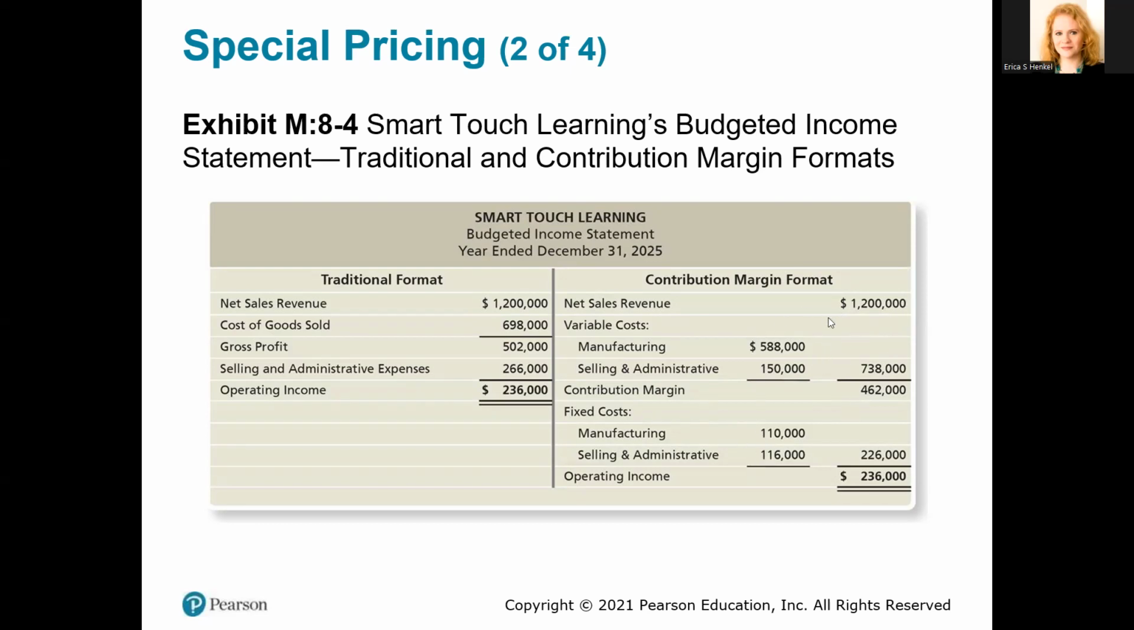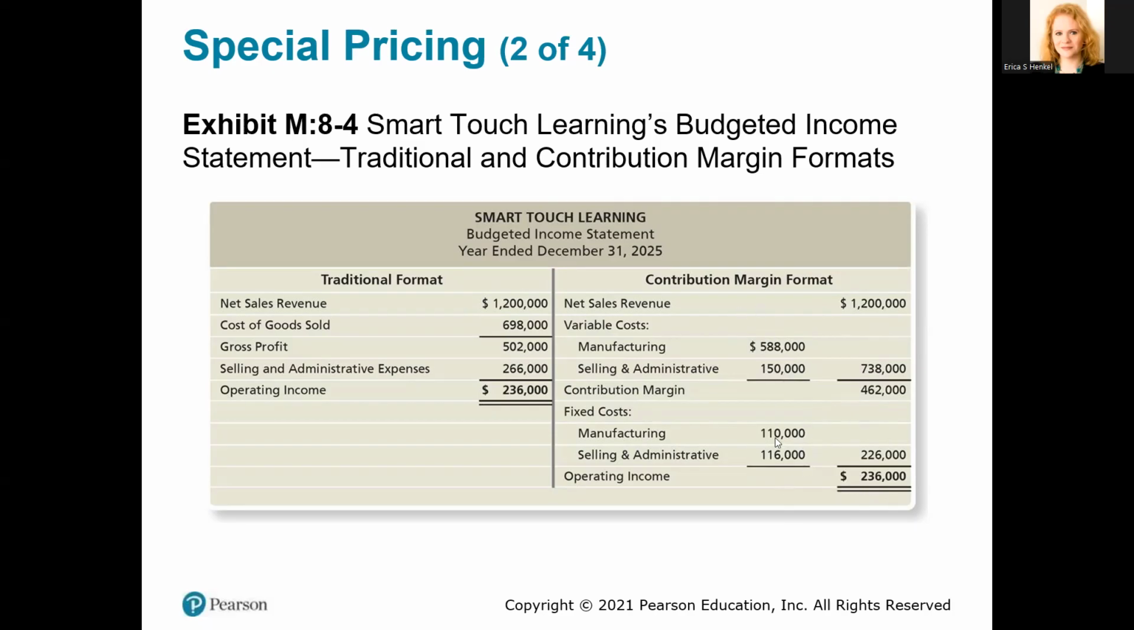So looking at the contribution margin format, we see that we have manufacturing costs that are variable and selling and administrative costs that are variable up here. When we subtract those from the same exact revenue, we get $462,000 in contribution margin. Then when we subtract out the fixed costs, we arrive at the same income.